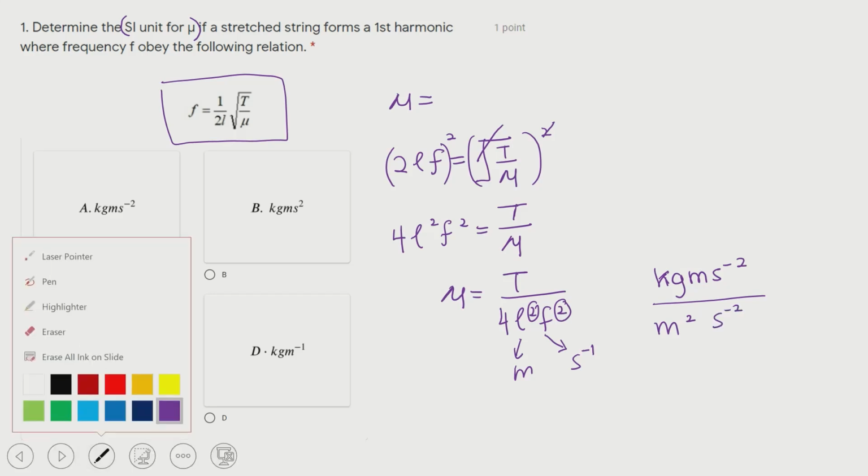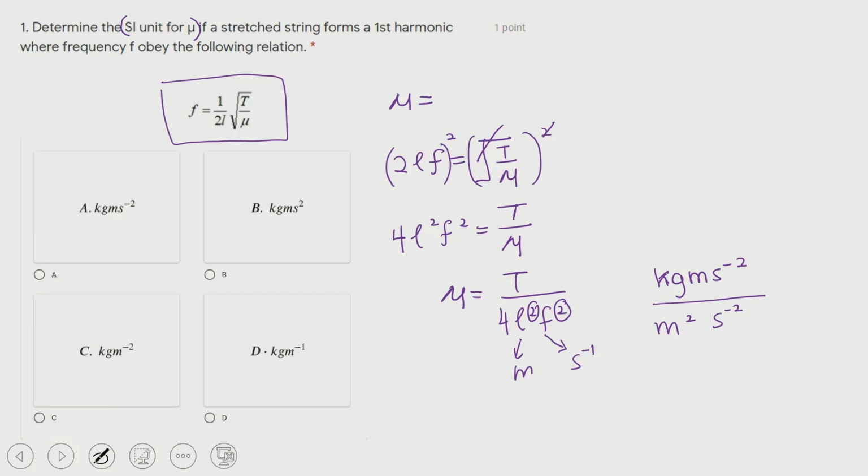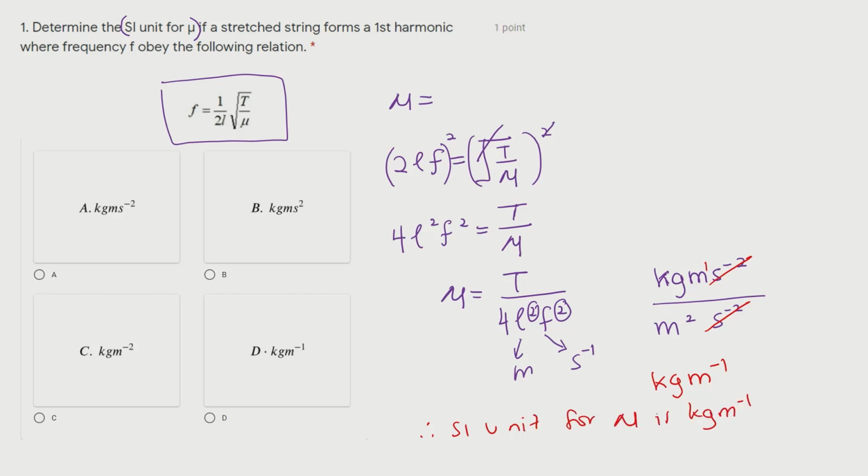Now you can get rid of s^-2 and s^-2, and you will be left with kg m^-1. You have 1 here, 1 minus 2 is -1. So therefore the SI unit for mu is kg m^-1. The answer is D.